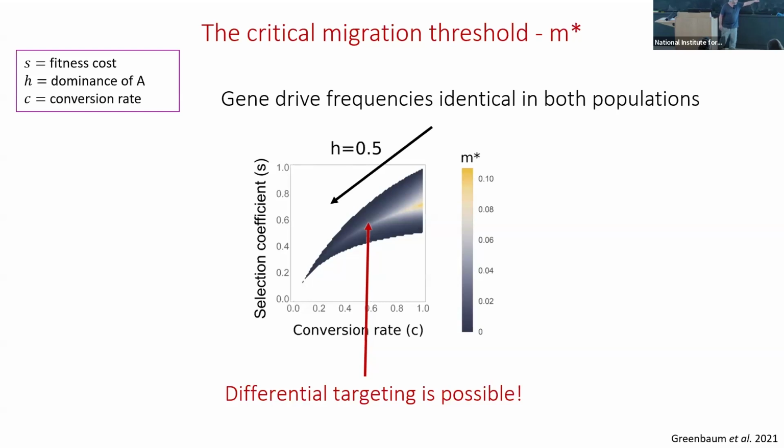And only in this narrow band in the middle, the yellow-white band, you have a gene drive that has differential targeting for fairly high migration rates. So if we want to design our gene drive to do that, we need to design it to fall exactly in this one-dimensional band here. And this is, of course, very, very difficult and probably not practical at all.